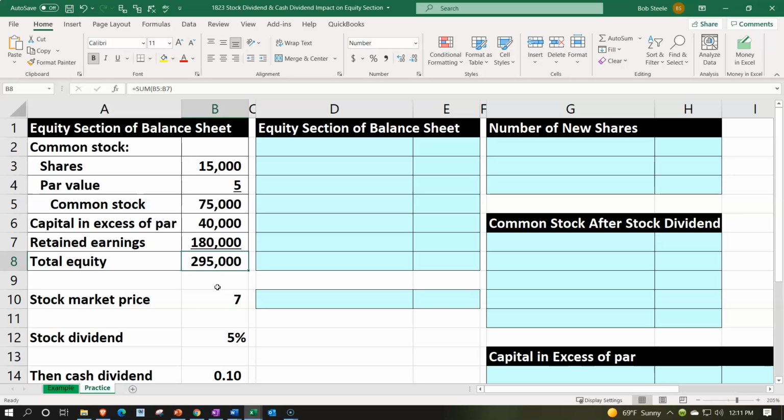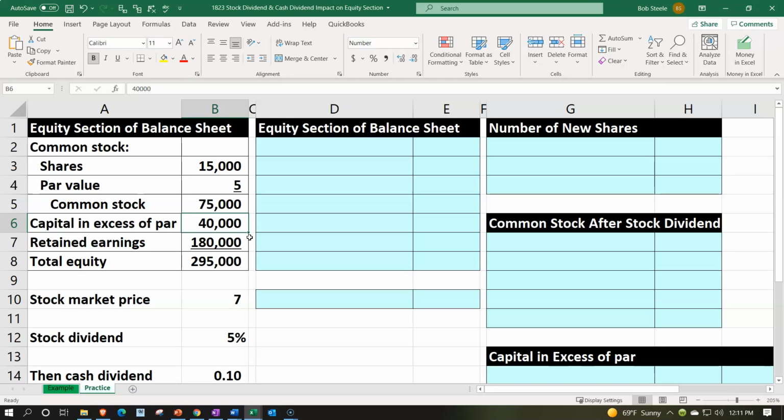And then, of course, we can break that out into the units for a corporation, those being standardized unit type calculations. That's why we have the standardized units of ownership of the stock. So the equity section starting point, we're going to have the stock at 15,000 shares. The par value is 5. That gives us the common stock that has been issued, 15,000 times the 5, or 75,000. Capital in excess of par is 40,000.